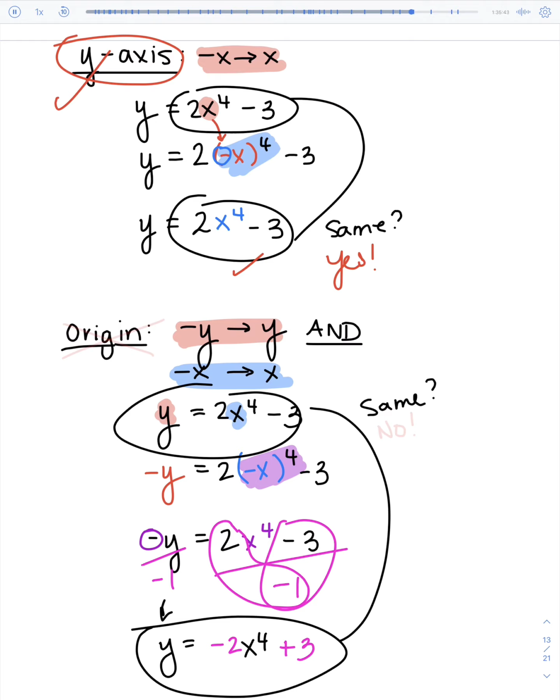And the answer is no, not at all. So does it have origin symmetry? Absolutely not. So this first problem, the only thing that we can say based on what we did is that it has y-axis symmetry only. That was the only one that worked.